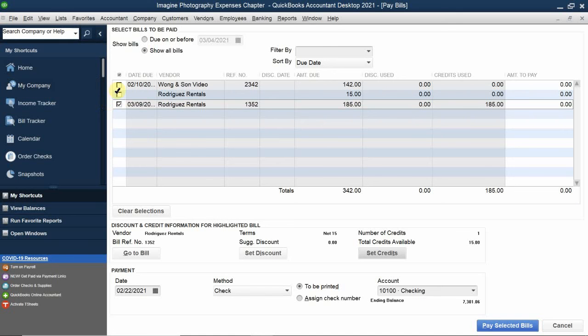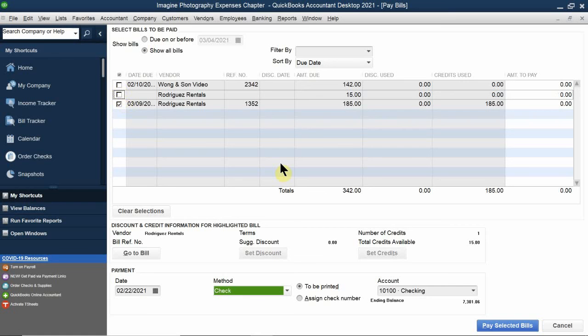Now this $15, this is the money that you got back. So in this case, when you deposited the money, it's going to clear this as well. Because in this case, you don't owe it, right? This was money that the Rodriguez gave you back. Okay. So that's how I'm going to do that.